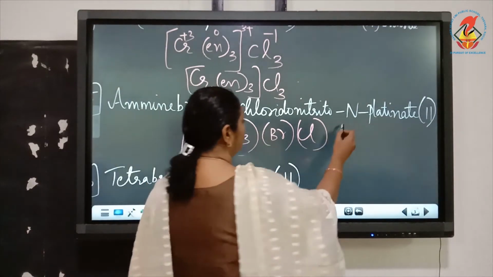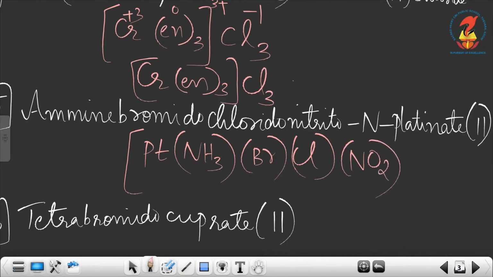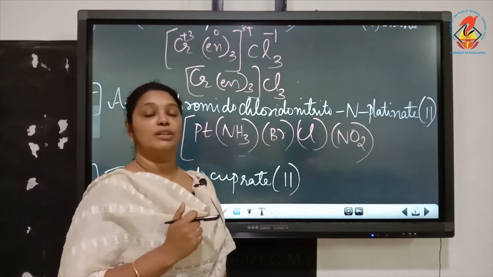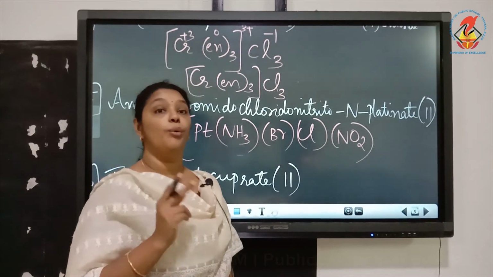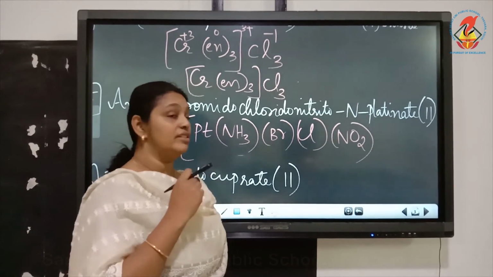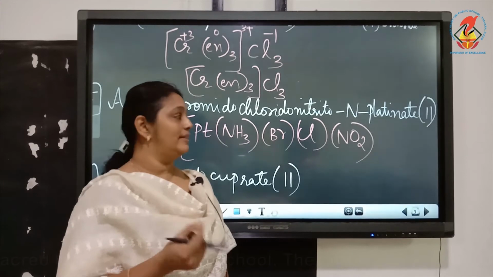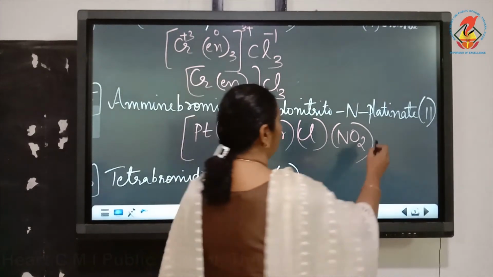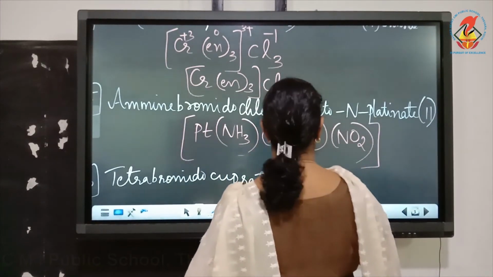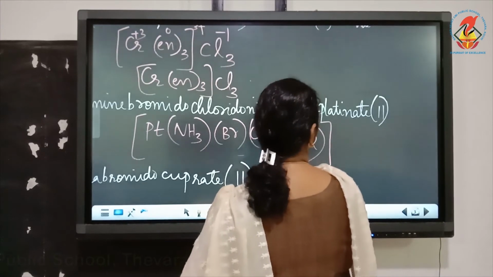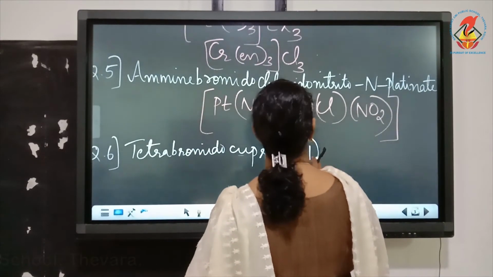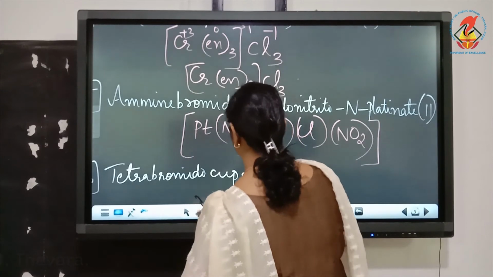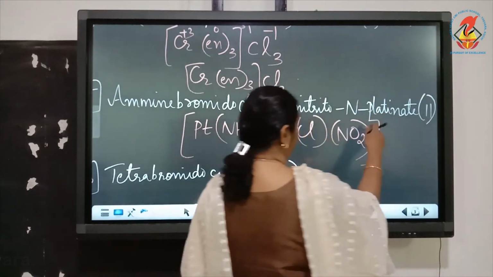So how will you write NO2? If it is given as nitrito O, how will you write instead of NO2? You write it as ONO. Now here it is nitrito N, so you will write it as NO2. Now the ligands are over. Now we have no counter ion, it is just platinum 2. So you should find whether the compound is neutral or not.